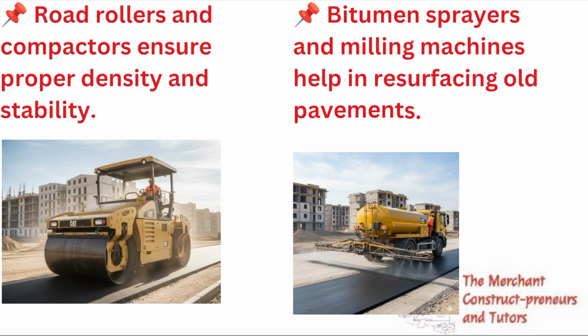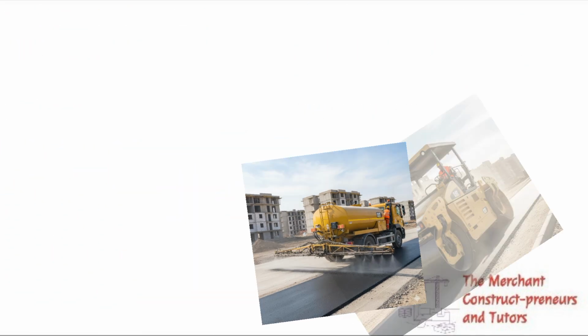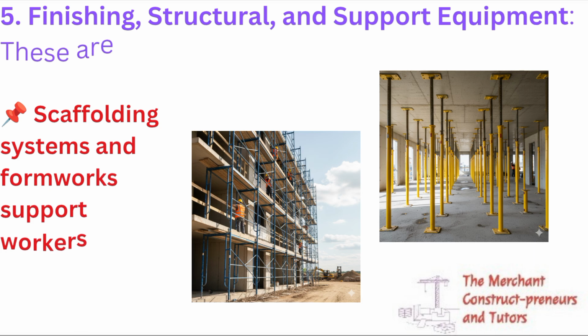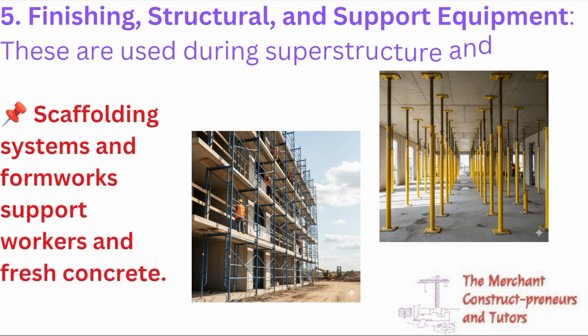road rollers, or the drum rollers, as most of us know them. They compact the laid asphalt on the road surface to proper density and stability. Then the bitumen sprayer, this one is especially used for resurfacing old pavement and roads. So you just spray bitumen and then add another layer of asphalt on it. Then it is run over by the drum roller or the pneumatic roller.